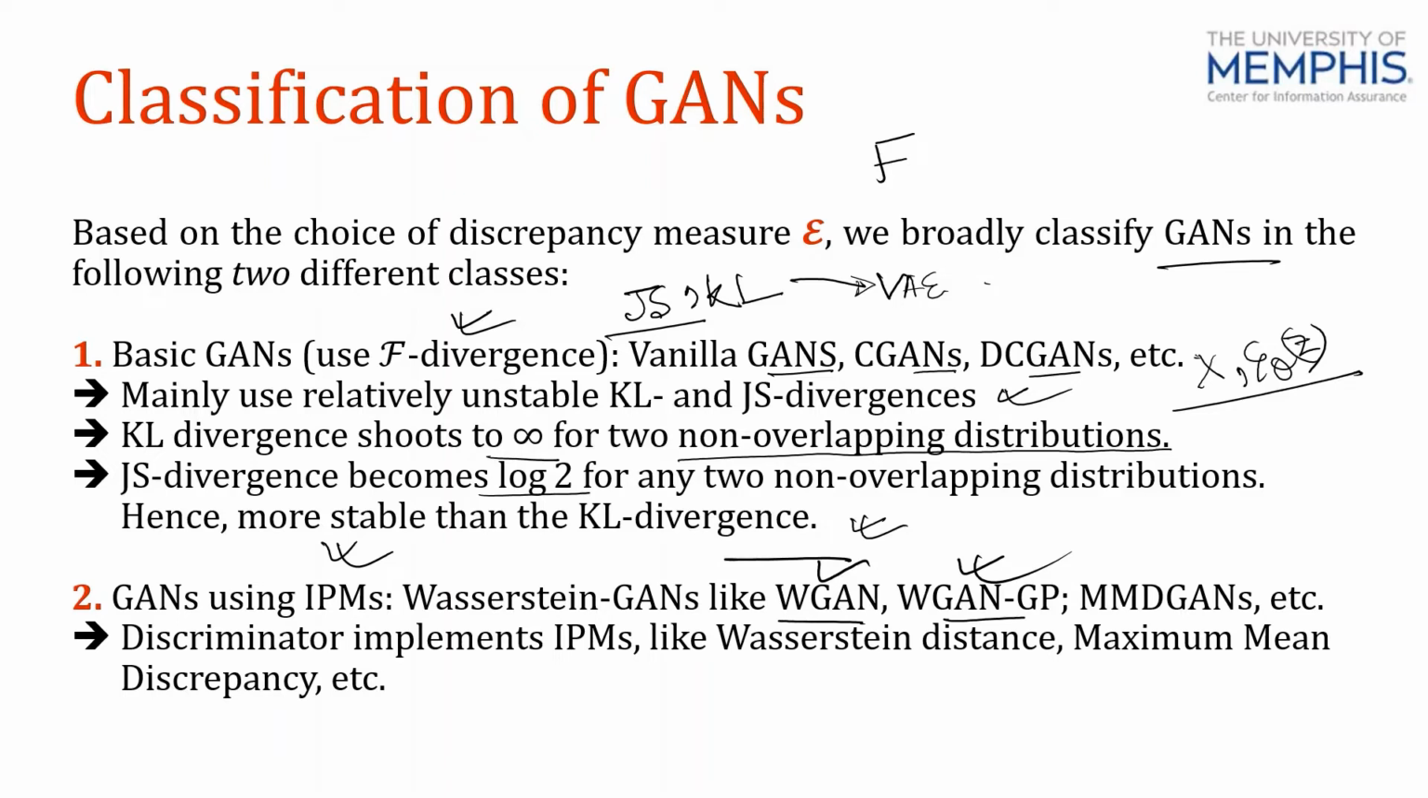MMD GANs use the MMD as the discrepancy measure, which we saw in the last slide. Now, the discriminator implements IPMs like Wasserstein distance, maximum mean discrepancy, etc. That means in the GANs using IPMs, the discriminator implements such measures as the Wasserstein distance and maximum mean discrepancy.